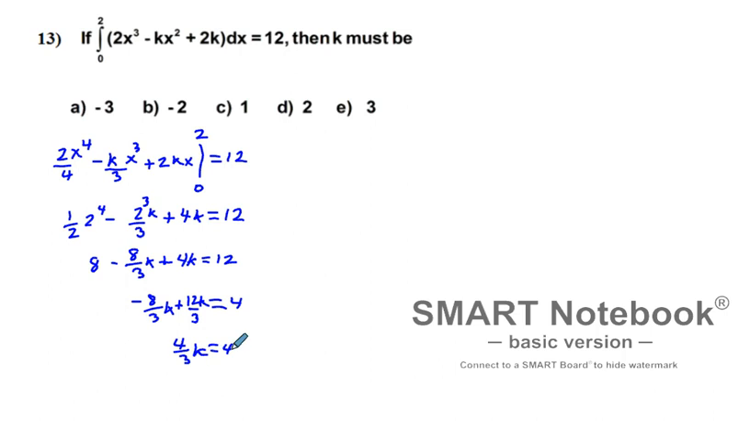And then if we cross multiply, working to the right, we have 4k equals 4 times 3, 12, and we divide by 3, divide by 4, k is equal to 3.